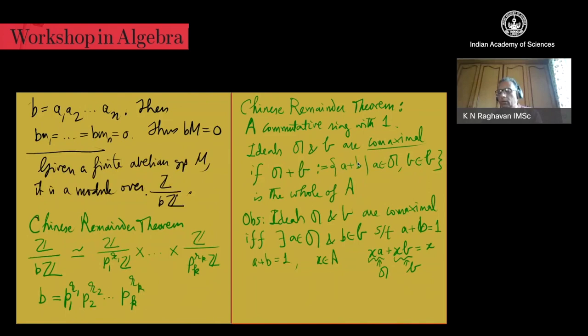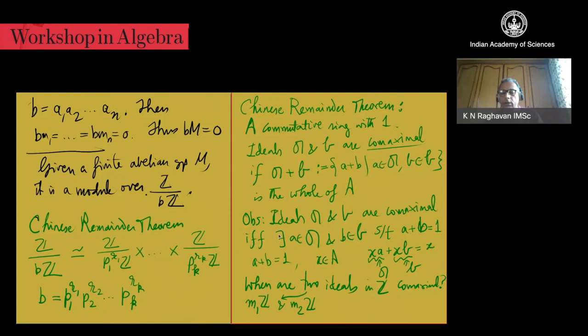Now that we have given a definition, let's ask ourselves, when are two ideals in Z co-maximal? Note that Z is a principal ideal domain, so let's take those two ideals to be m1Z and m2Z. When are they co-maximal? So suppose I take all elements that are multiples of m1, all elements that are multiples of m2, and take their sum.